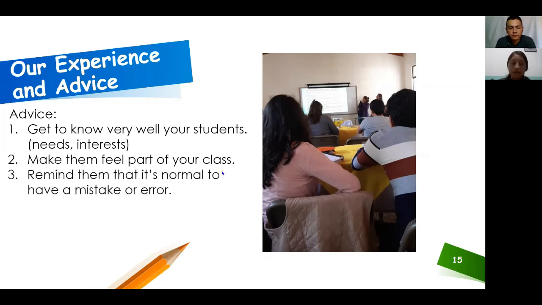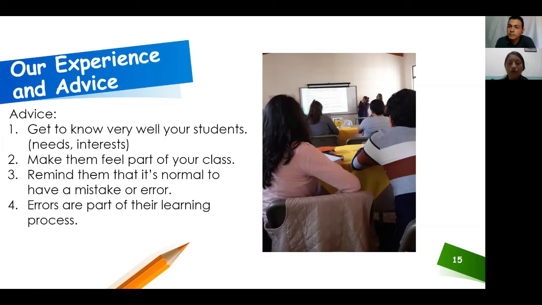Number 3, Danny. Remind them that it's normal to have a mistake or an error. As I said, we need to remind them that it's normal to have a mistake or error, because sometimes what happens is that if we don't tell them this, they may feel really bad when we correct them. So we need to tell them that it's very common and very normal, because in that we can see that they are learning, right? And the last one, it says errors are part of the learning process, right? So if we make the mistake or they have any grammar or pronunciation error, that's part of their learning process. So they need to do that in order to learn.